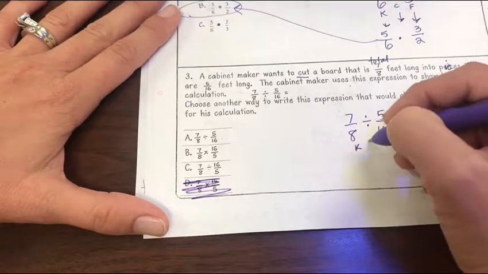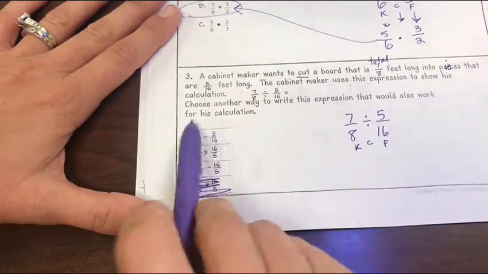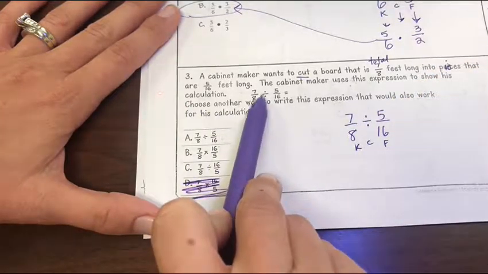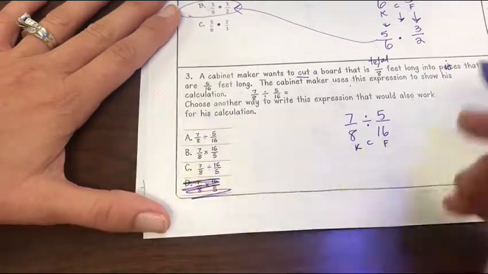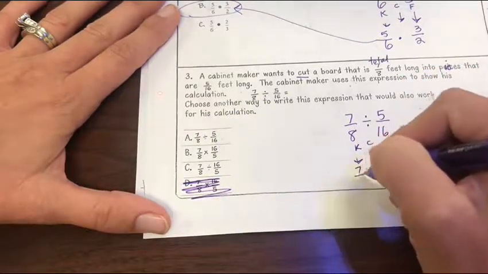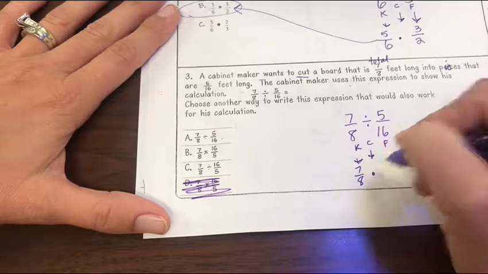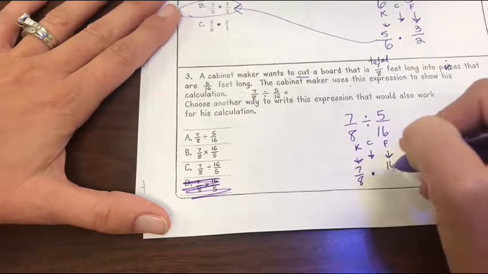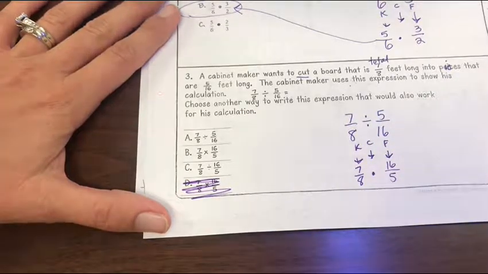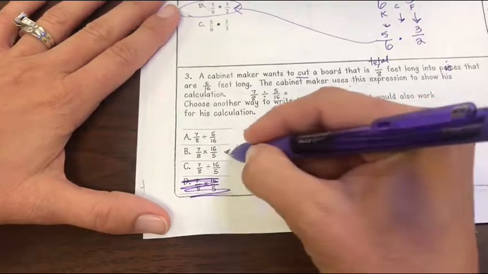So I'm going to keep, change, flip, because I want to choose another way to write this expression that would also work for my calculation. So I'm going to keep this one. I'm going to change the sign, and I'm going to flip or find the reciprocal of the second one. And now this one matches B.